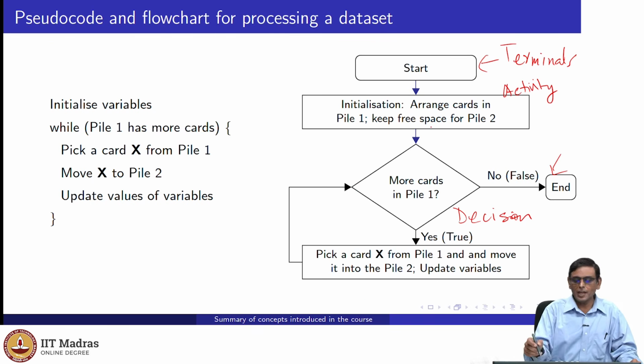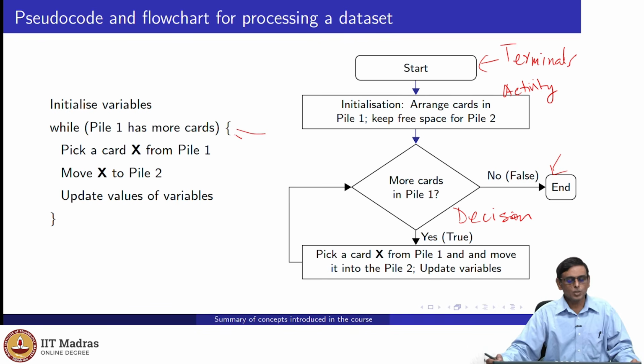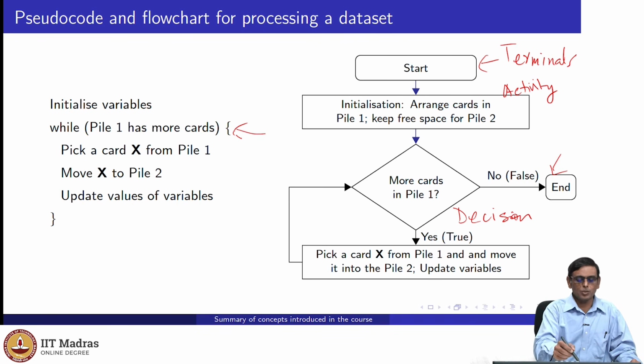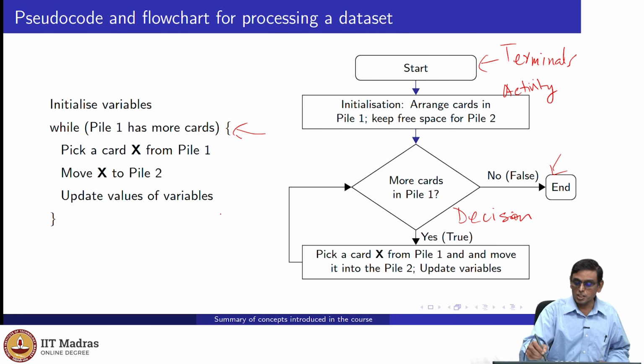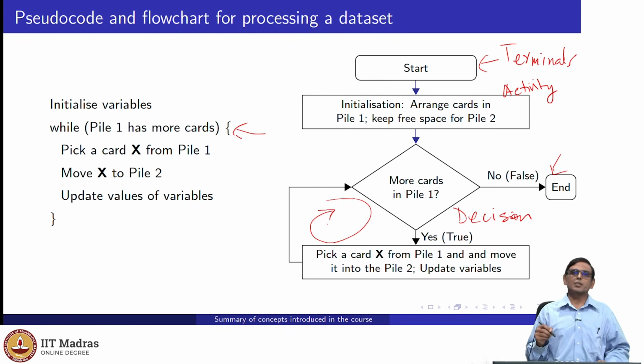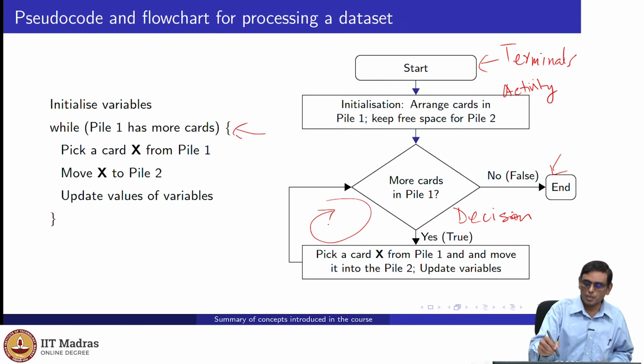And the same thing can also be written in pseudocode. So in the pseudocode, the most important thing we saw was the while loop. The while loop basically allows you to do iteration. So while file 1 has more cards, do something, right? So this is an iterator. This loop in the flowchart basically is an iterator. So this is an iterator pattern in the flowchart, and this is an iterator pattern in the pseudocode.